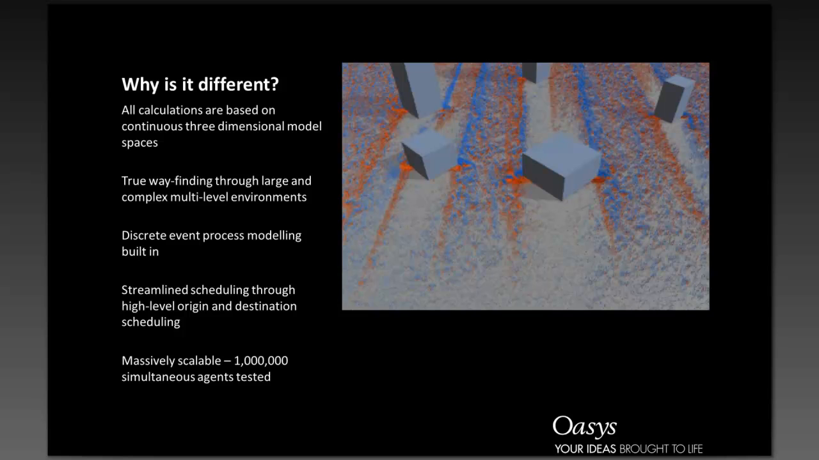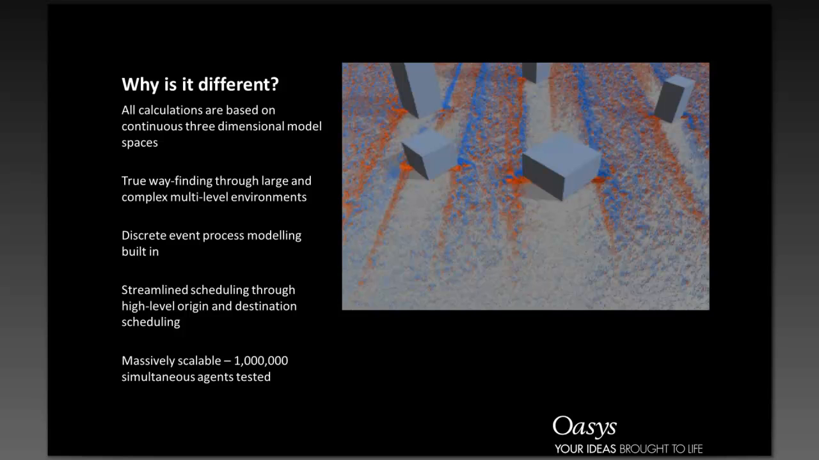And that speaks to the discrete event process model that's built right into the system. There are several different ways of doing scheduling tied to events in that way. And that's actually a new feature for version 6.